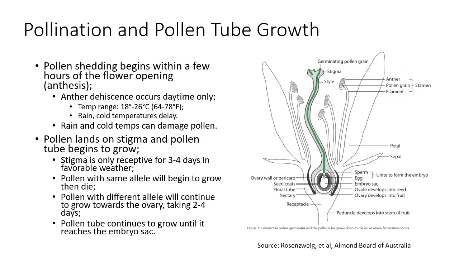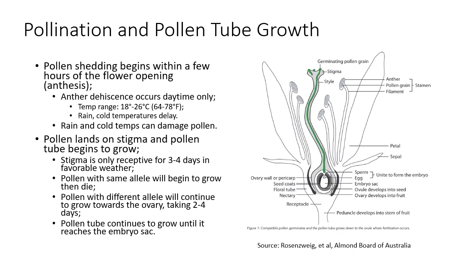After anthesis, pollen shedding begins within a few hours. Anther dehiscence occurs during the daytime in the temperature range of 18 to 26 degrees Celsius. Rain and cold temperatures will delay dehiscence. This is essentially a self-regulating mechanism that has been evolved by the almond tree to reduce the damage to the pollen caused by these conditions. Once the pollen grain lands on the stigma, the pollen tube begins to grow. This is where the dance begins.